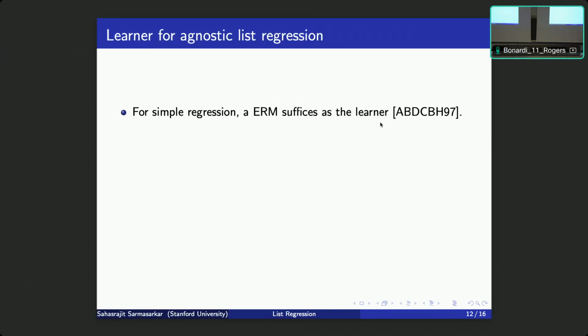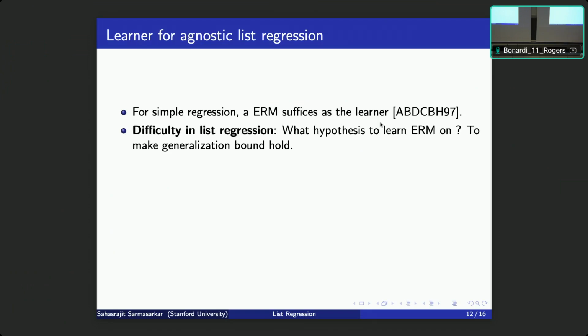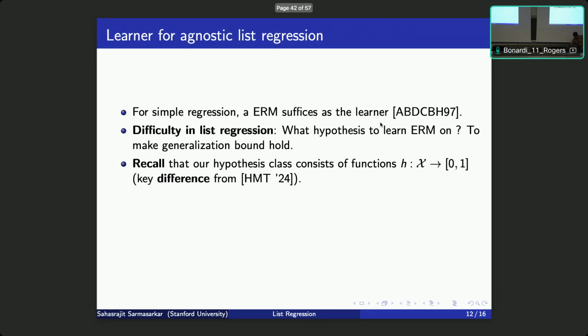Okay, so now we move on to the proof of sufficiency and the proof of necessity. The proof of sufficiency naturally follows by a construction. As we all know, and it was also discussed in the previous talk, for simple regression, an ERM-based learner works. You can just do ERM and it works. This is a known result. However, for our list regression case, we do not exactly know what hypothesis class to use for ERM, because, as we discussed previously, every hypothesis in our hypothesis class is still from X to [0,1]. So we directly don't know what hypotheses to use ERM on.